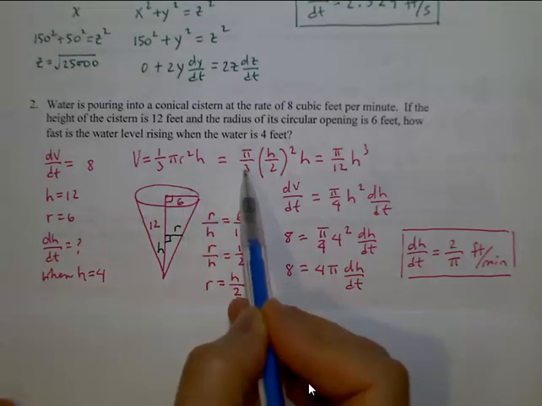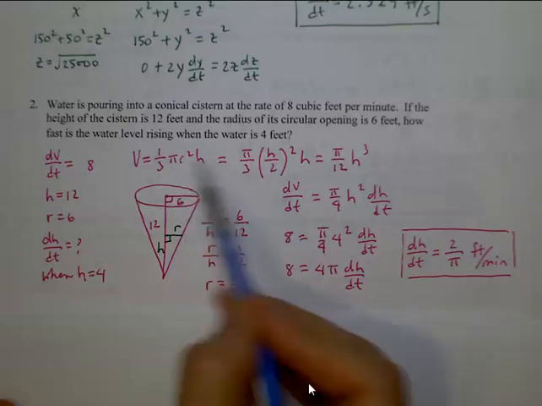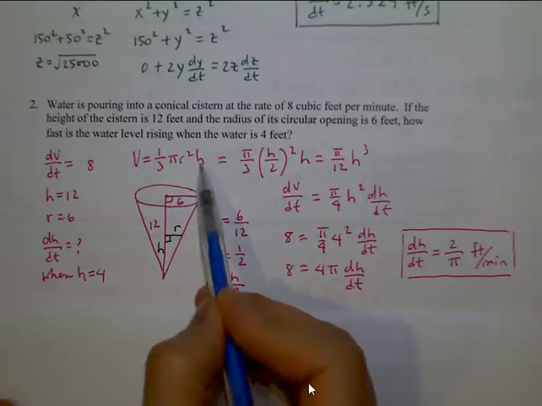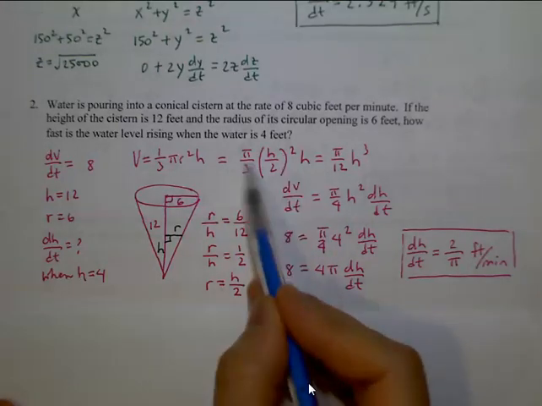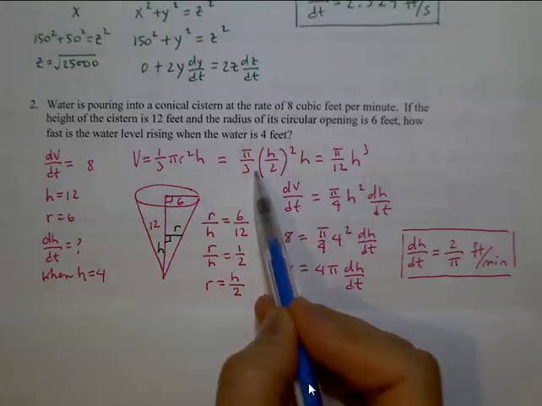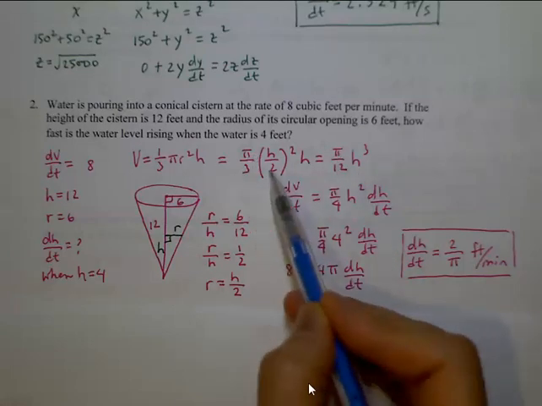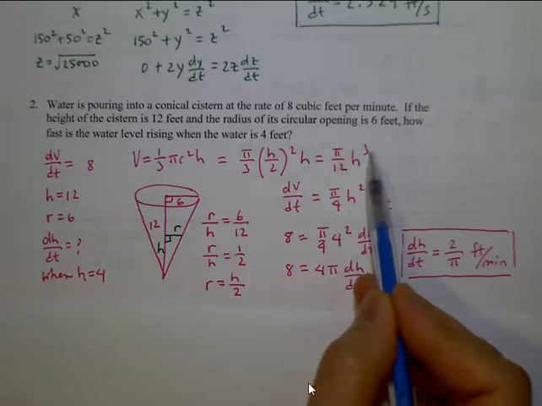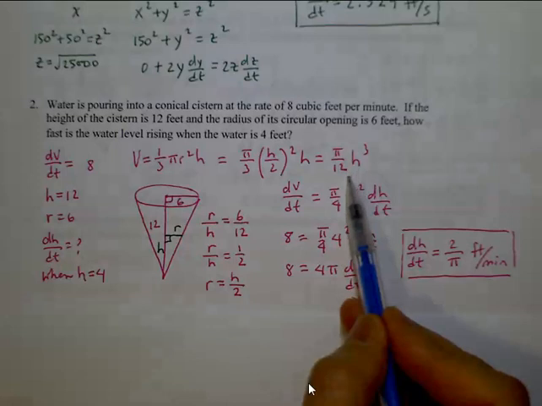So pi over 3 is from this, and then r is h over 2, and that gets squared, and then it's times h. So put together all of the constants. That would be pi over 3, and then in this denominator, since it gets squared, it's a 4. So this will come out to be pi over 12, and then you have h cubed. Okay, so now I'm ready to take the derivative with respect to time here.